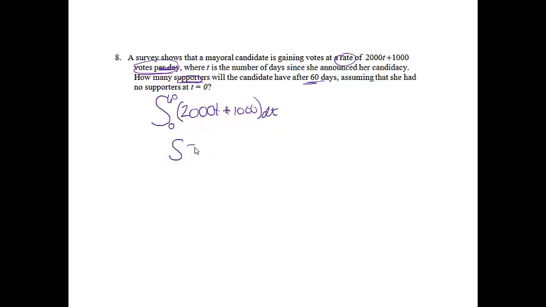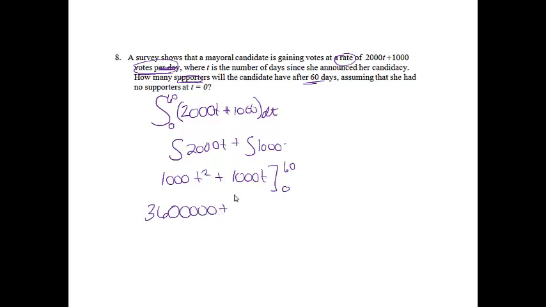Since there's a plus sign, we can actually take the integral of each part separately. And then if I do that, the integral of 2,000t will be 1,000t squared, plus the integral of 1,000 would be 1,000t. Now I get to evaluate it at 60 and 0. If I plug in 60, 60 squared times 1,000 will be 3, 6, and 5 zeros. Plus, when I plug 60 in there, I'll get 60,000. And then minus, if I plug in 0, I will get 0.